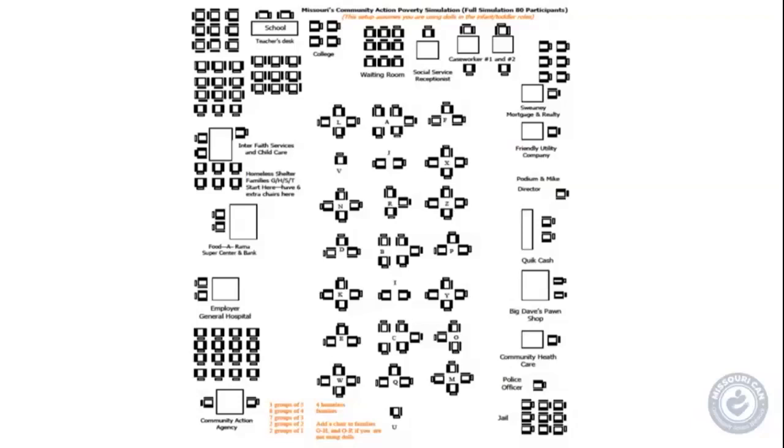There's 16 community resource stations, and again, those are around the perimeter of your community, and you can see that there on the floor layout plan. And to fill these stations, we ask that you have anywhere between 19 to 22 volunteers for a full simulation, and again, that's 80 participants.